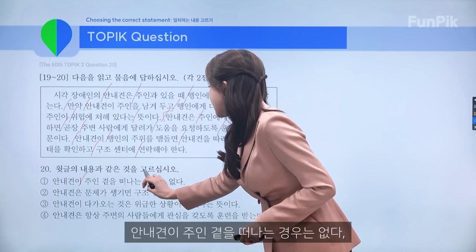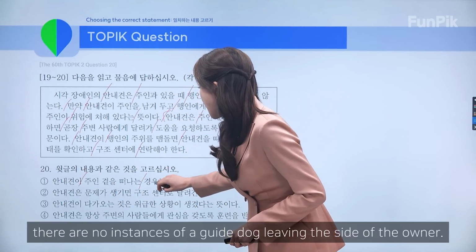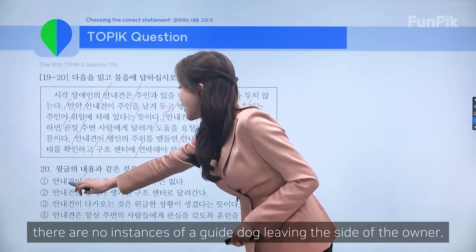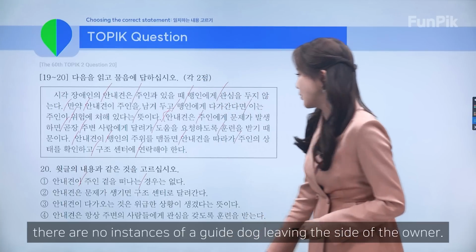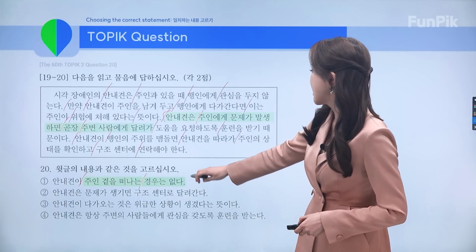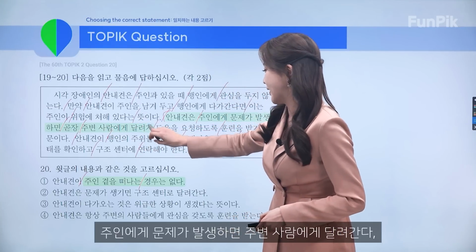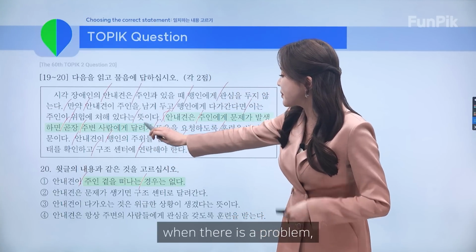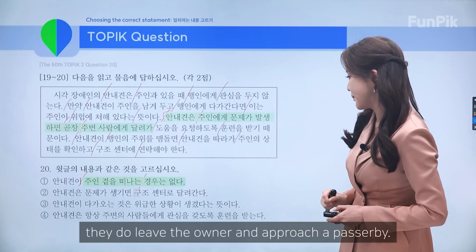안내견이 주인 곁을 떠나는 경우는 없다. There are no instances of a guide dog leaving the side of the owner. Well, let's have a look. 떠나는 경우는 없다. But look. 주인에게 문제가 발생하면 주변 사람에게 달려간다. No, when there is a problem, they do leave the owner and approach a passerby.